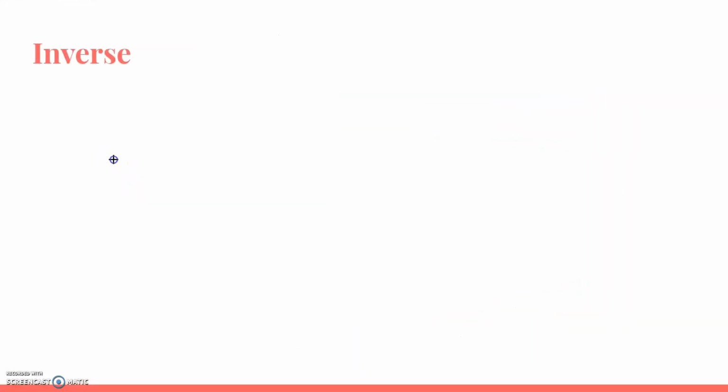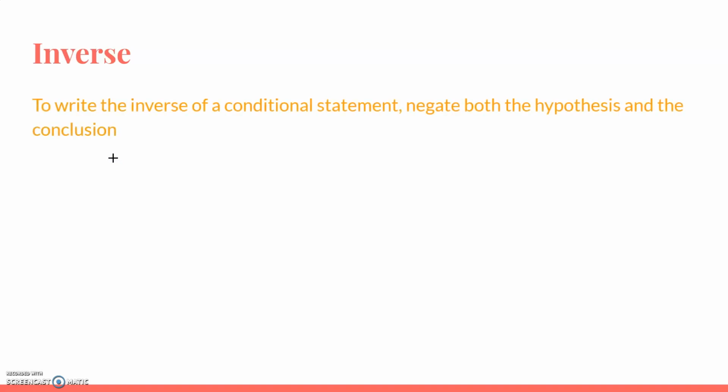Alright, inverse. To write the inverse of a conditional statement, you have to negate both the hypothesis and the conclusion. So, unlike the converse, you don't need to flip it, you just need to negate both of them. So in words, it'll be if not P, then not Q. In symbols, it'll be tilde P, right arrow, tilde Q.